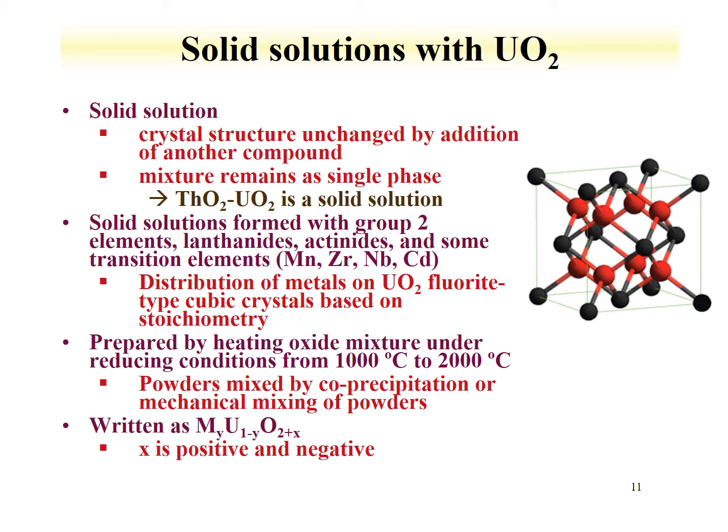And they're often written as something like this, where you have one metal, uranium, and oxygen. So this could be thorium, uranium, oxygen. X can be positive or negative, or in the case of thorium, uranium, X would be 0. Now this synthesis condition is similar to what occurs as uranium dioxide fuel is burned in a reactor.